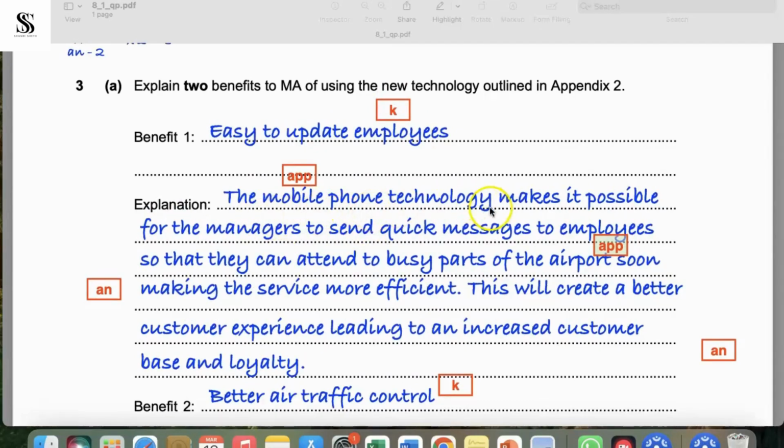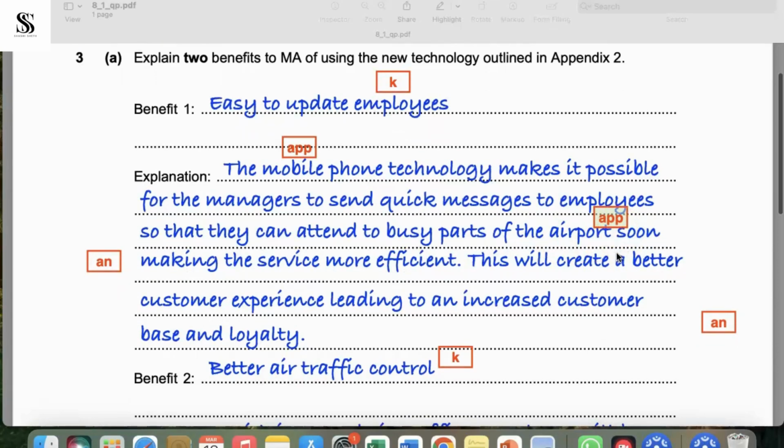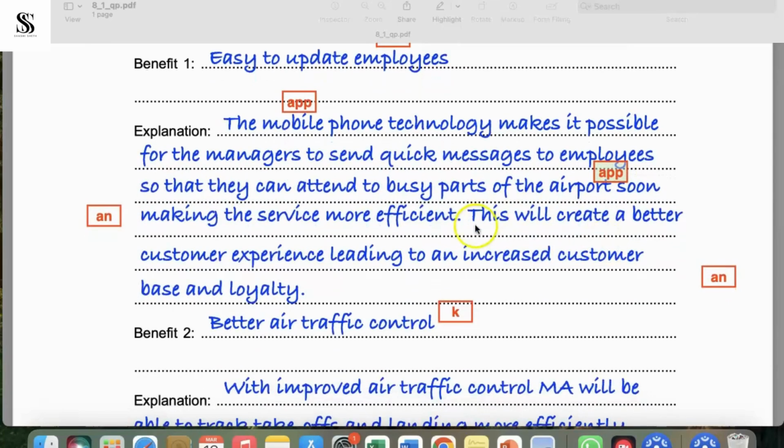The mobile phone technology makes it possible for the managers to send quick messages to employees so that they can attend to busy parts of the airport soon, making the service more efficient. Now, in this sentence, which is explaining what the mobile technology does and the end impact, which is the analysis, there also is another reference which will get an additional application, but you might not get marks for that. But that's okay. Your sentence is fine. Then we continue with developing on the analysis, which says this will create a better customer experience leading to an increased customer base and loyalty, giving you another analysis mark.